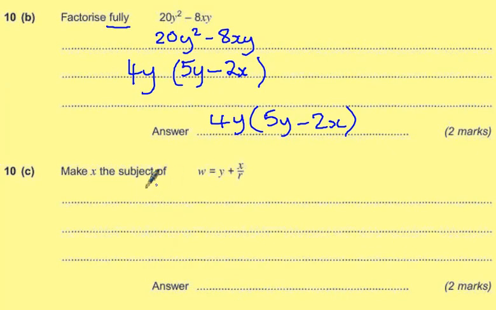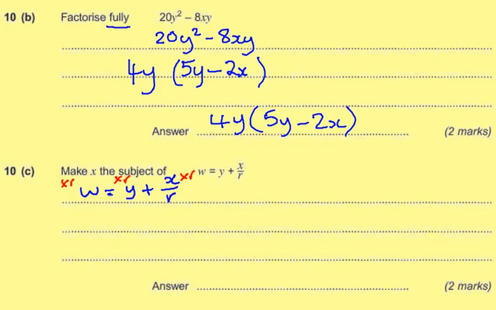Now 10 part C says make x the subject of w equals y plus x divided by r. Now I've got a denominator of r here. So the first thing I'm going to do is eliminate my denominator. I'm going to multiply both sides of that formula by r. So if I multiply both sides by r, I need to multiply that term by r, that term by r, and this term by r.